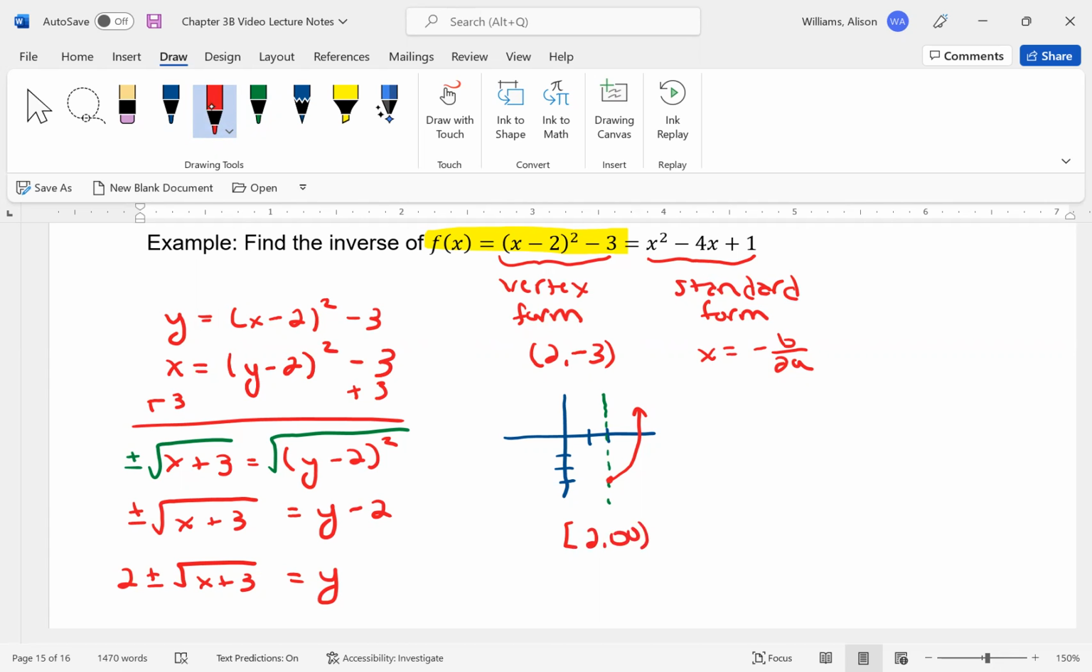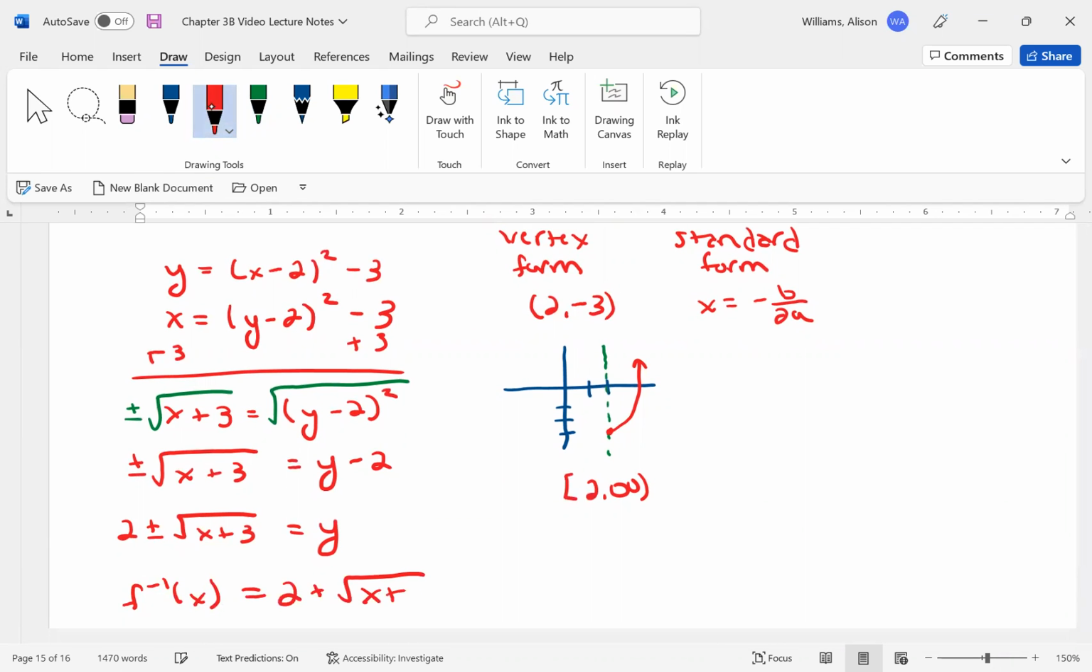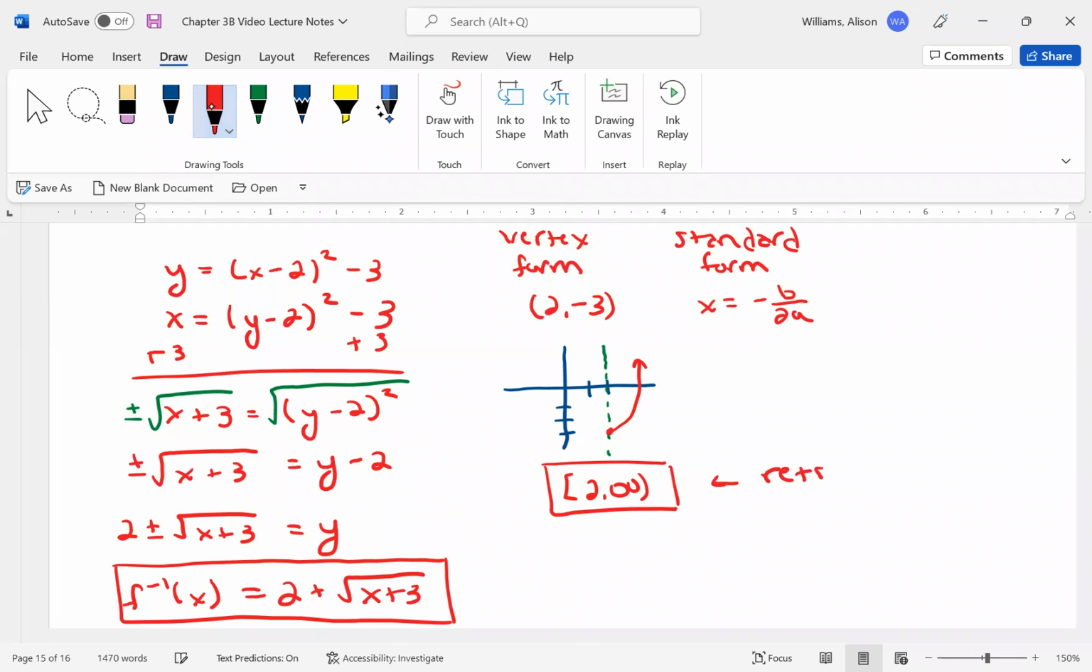So I'm working with the positive half only, which means in my final answer, when I rewrite it with the inverse notation, I'm going to write the positive only. No plus or minus. So 2 plus the square root of x plus 3. And we are restricting f of x to be from 2 to infinity. Wow, that is not how you spell restrict.